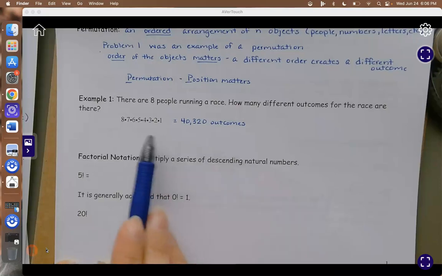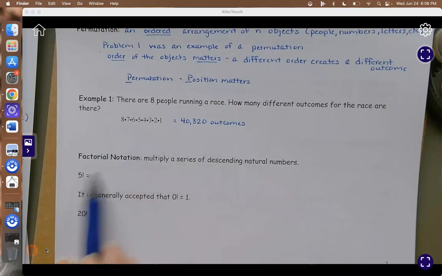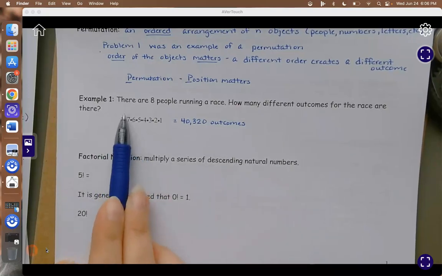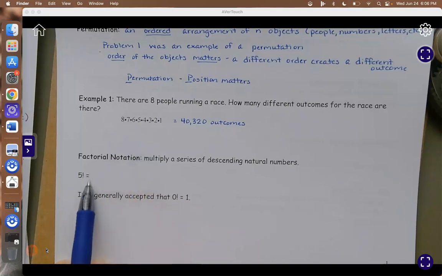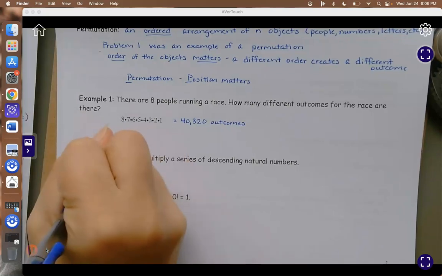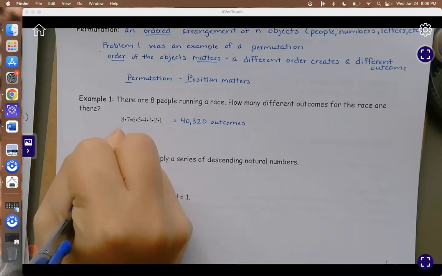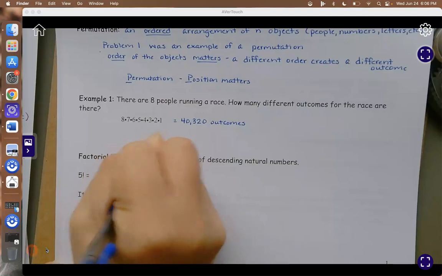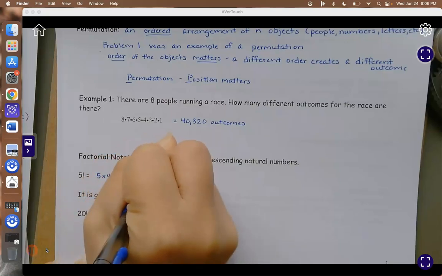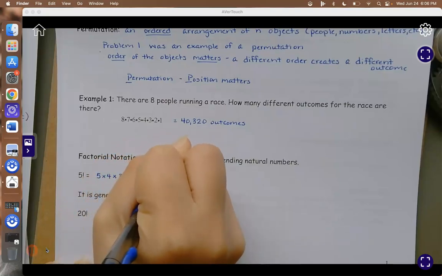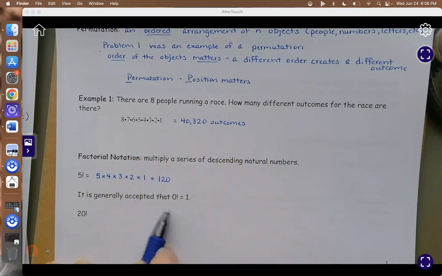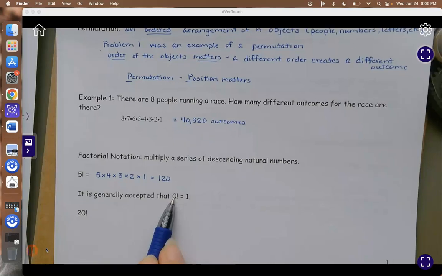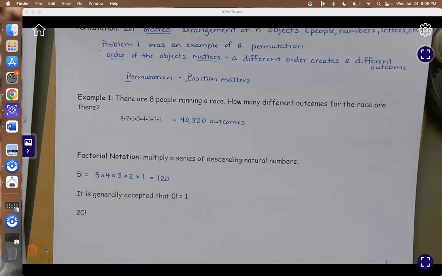Okay? Now, when you're multiplying a series of descending natural numbers, that's called a factorial. So this would be like 8 factorial. So 5 factorial simply means 5 times 4 times 3 times 2 times 1. Okay? And that's going to be 120. And everybody, it's generally accepted that 0 factorial is just 1. Okay, so if you ever see that, but we don't normally see that.